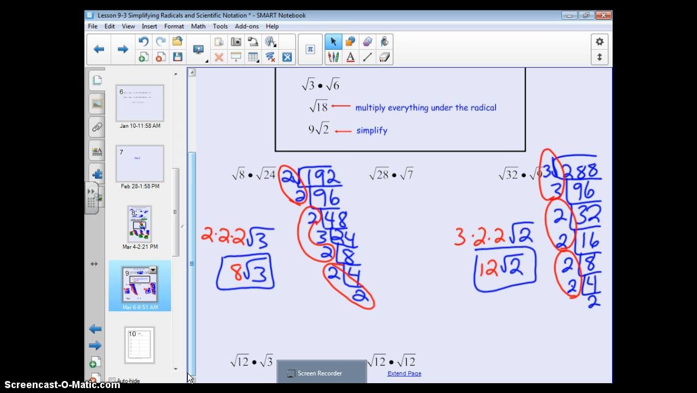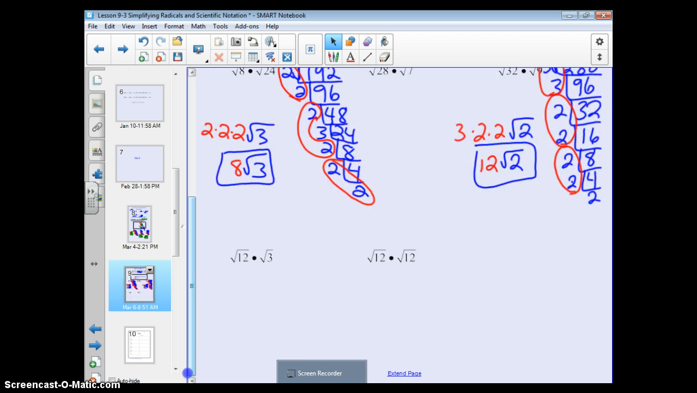Why don't you pause a second and see if you can do the bottom 2 problems. So square root of 12 times square root of 3, and square root of 12 times square root of 12.